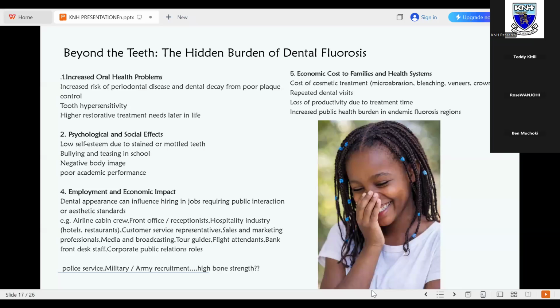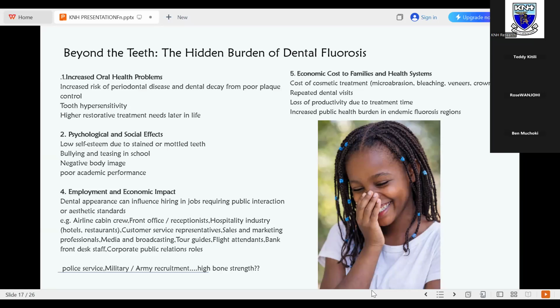The psychological and social effect is something that we are seeing in most teenagers, especially in this time and age when we have high aesthetic demands, a lot of value put in how you look. So we have low self-esteem due to stained and mottled teeth, a lot of bullying in school, and people having low self-esteem and negative body image about themselves. In children, this will actually end up affecting their academic performance. And some, even if they do well in school, may never get to do what they love.